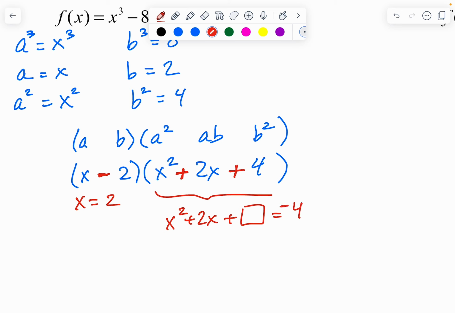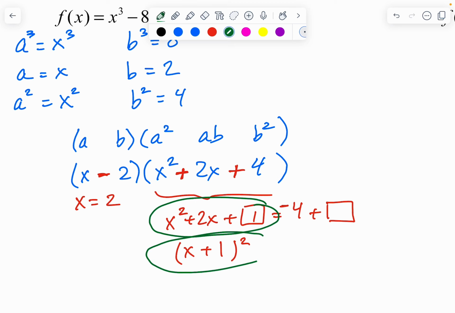I move this over, it becomes a -4 when I switch to the other side, and I have plus a box. So I'm doing x squared plus 2x plus a box equals -4 plus a box. And so then, I want to take x, half of 2 is 1. I want this squared. So basically what's happening is that this and this are now equivalent.